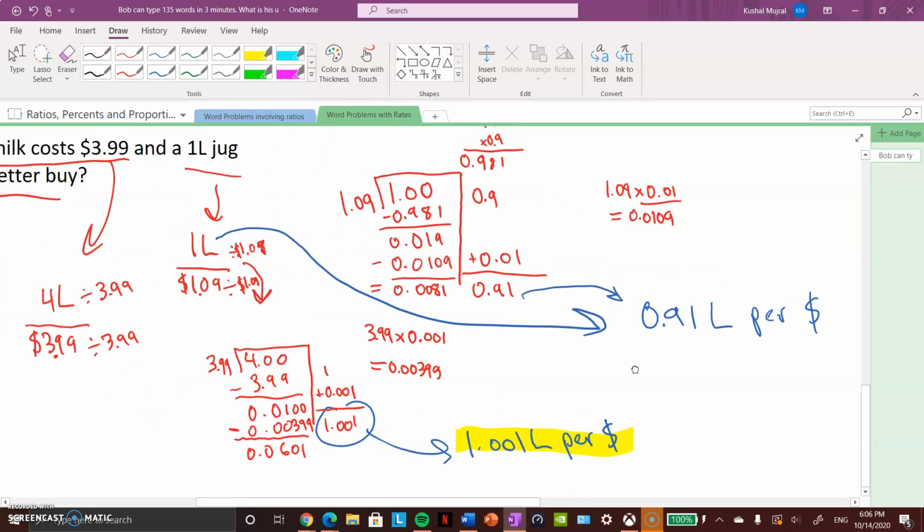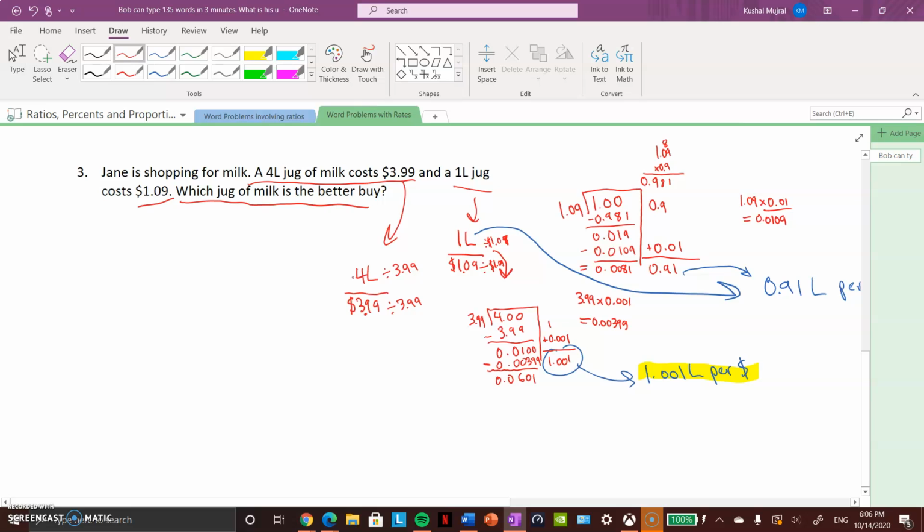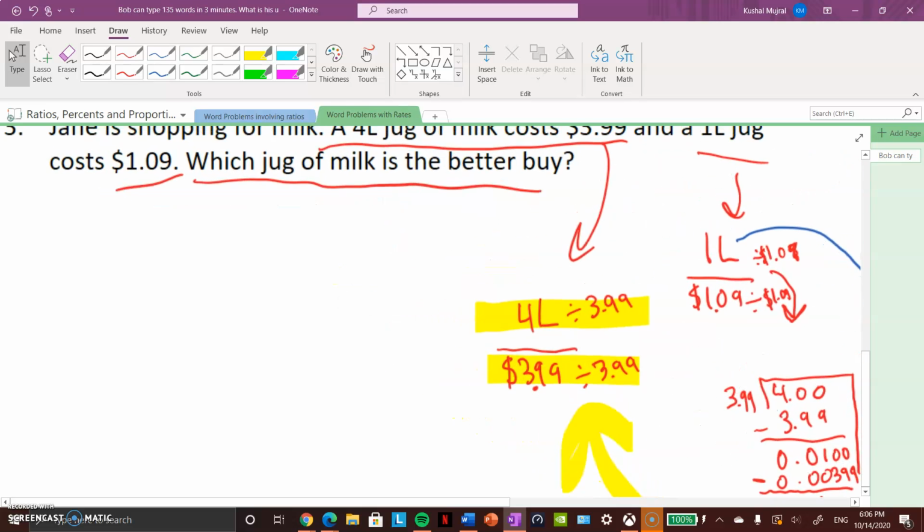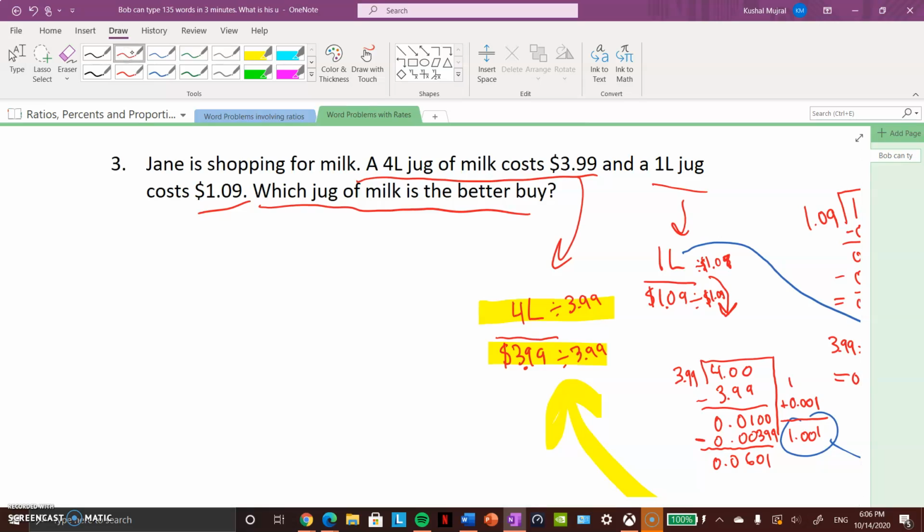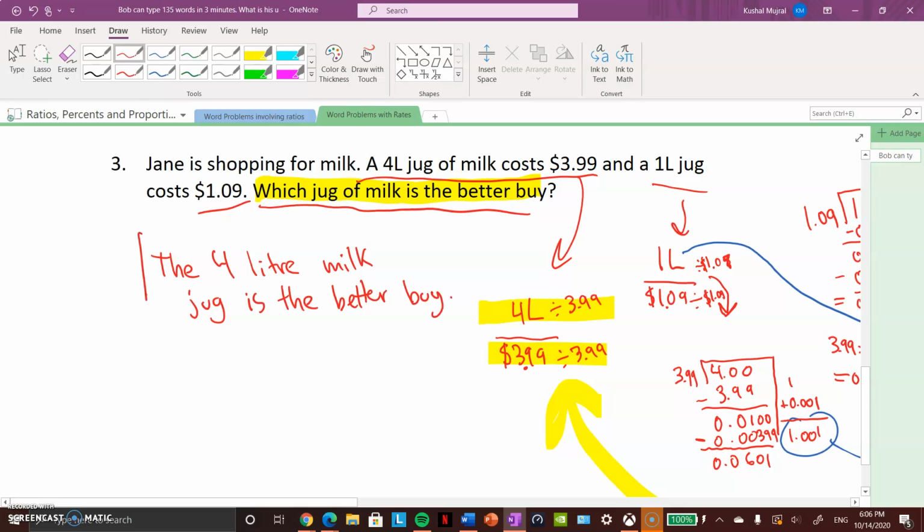And let's just take a look at over here. Okay, so let me just fix that. So this one is the same. This is what we're looking at over here. Okay, so how we write this in words is the question is asking which milk jug is the better buy. So then you will write the 4-liter milk jug is the better buy. Okay, you box your answer and that's it. So that's word problems with rates.